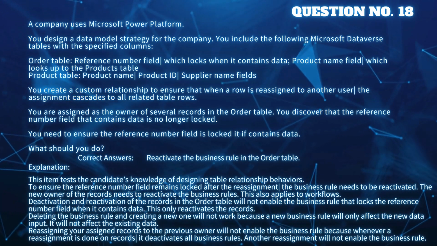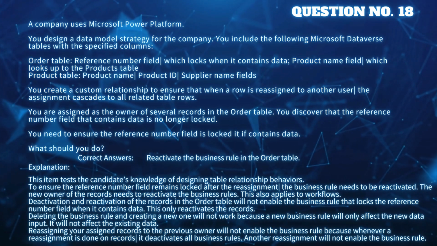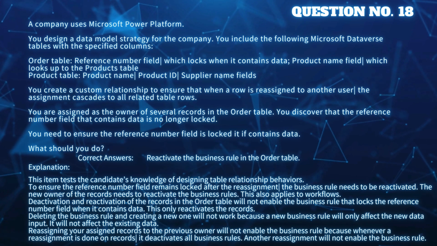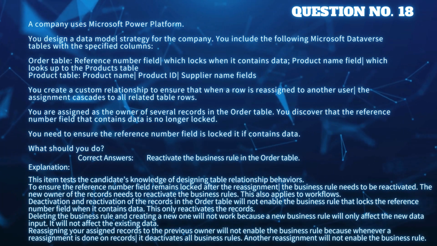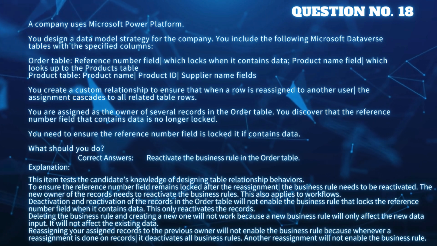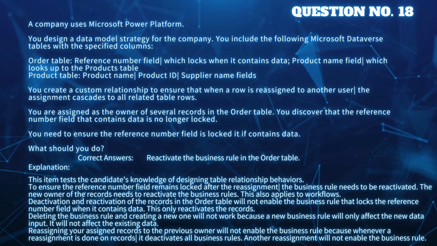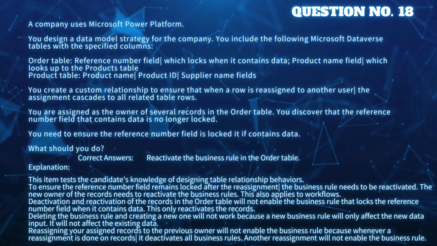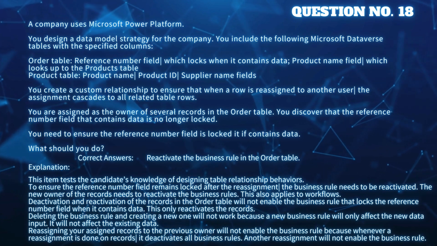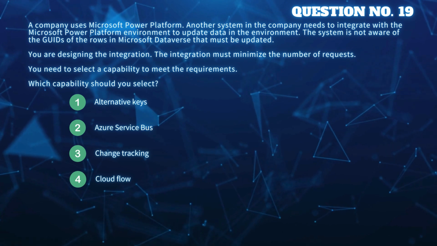Deactivation and reactivation of the records in the order table will not enable the business rule that locks the reference number field when it contains data. This only reactivates the records. Deleting the business rule and creating a new one will not work because a new business rule will only affect the new data input. It will not affect the existing data. Reassigning your assigned records to the previous owner will not enable the business rule.